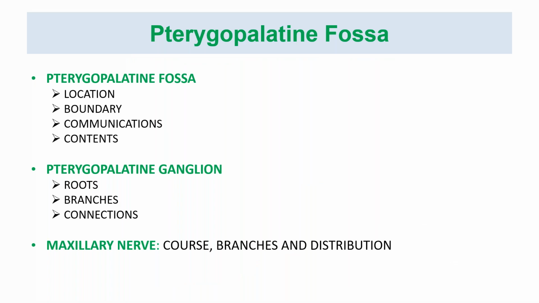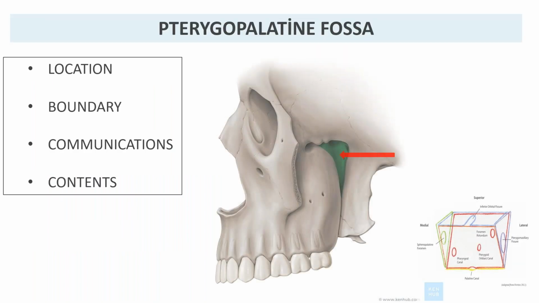Pterygopalatine fossa under these headings. The pterygopalatine fossa will cover its location, boundary, communication and its contents, the pterygopalatine ganglion, its roots, branches and all the connections, and the maxillary nerve. So starting with the pterygopalatine fossa first.